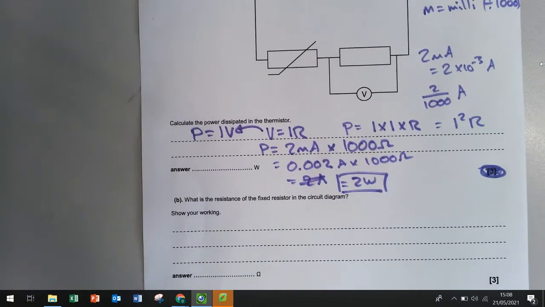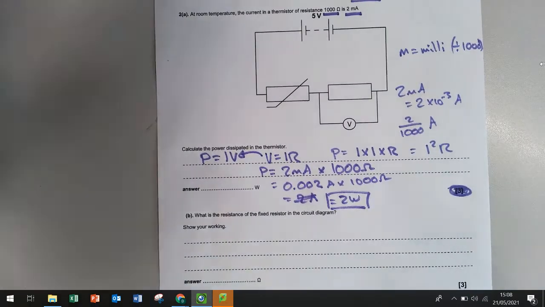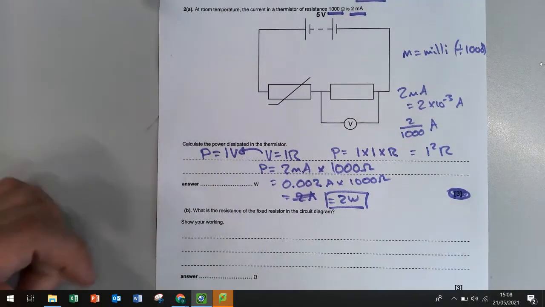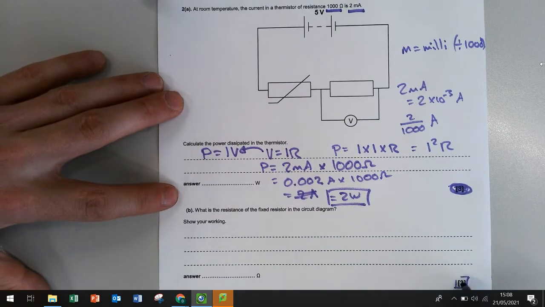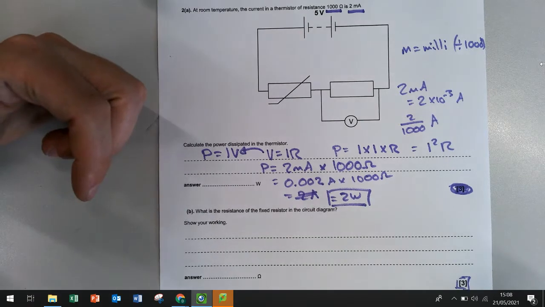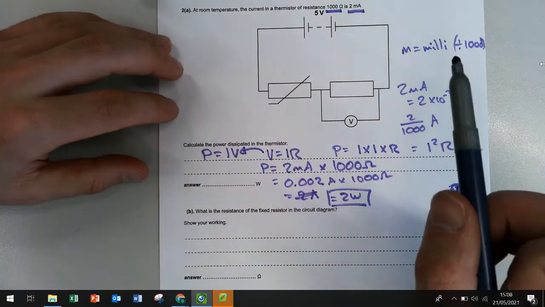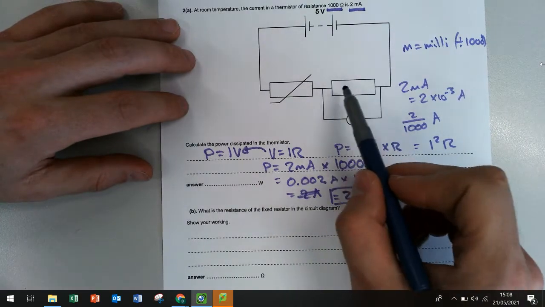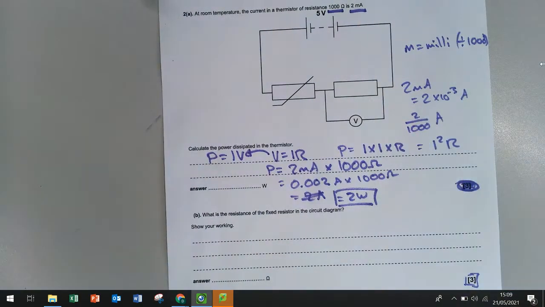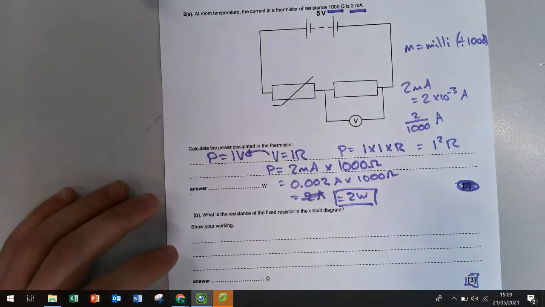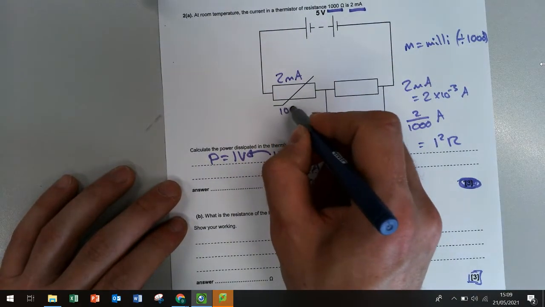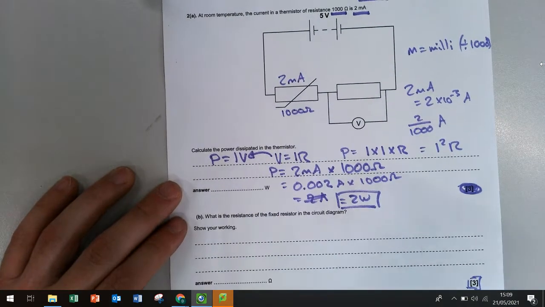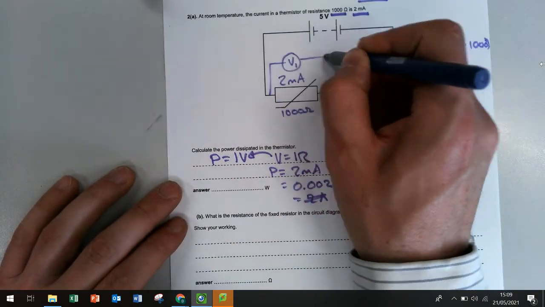Part B says, what is the resistance of the fixed resistor in the circuit diagram? Pause the video now and try this question. So again, it's 3 marks, so we should know it's not going to be super simple. There's probably going to be 2 steps to it. If we could work out the potential difference across this, that would probably help us. Or maybe if we knew what the current was and the potential difference, that would help us. So what do we know? We know that it's 2 milliamps through here, and we know it's 1,000 ohms. So we can use that to work out the potential difference across this resistor.